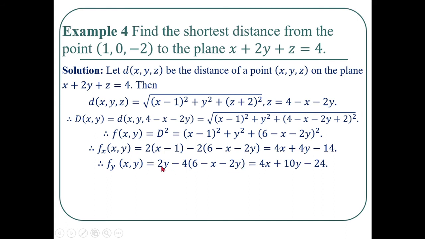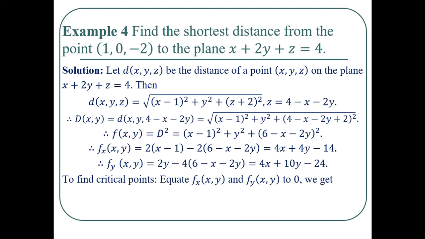When we simplify, it will be 2y minus 24 plus 4x plus 8y. 2y plus 8y becomes 10y. This minus 4 into minus 6 becomes plus 24, so it will be 4x plus 10y minus 24. Now we have to equate both partial derivatives with 0. We will get 4x plus 4y minus 14 is equal to 0, and 4x plus 10y minus 24 is equal to 0.